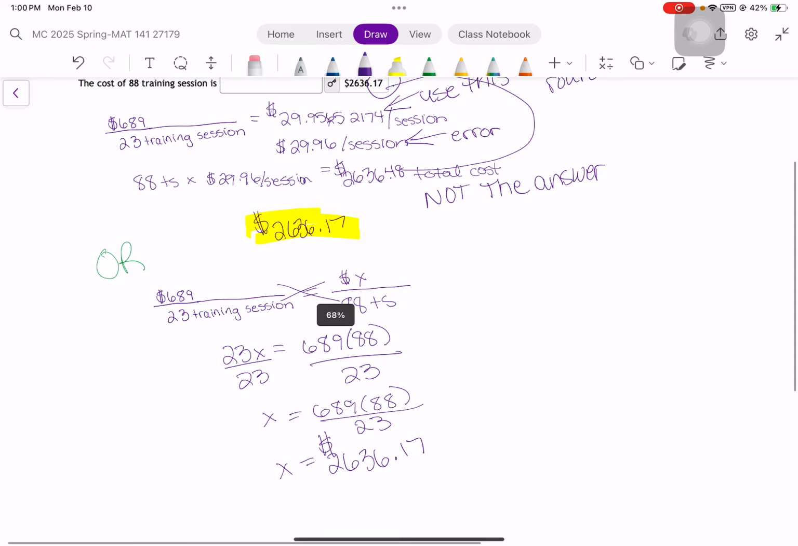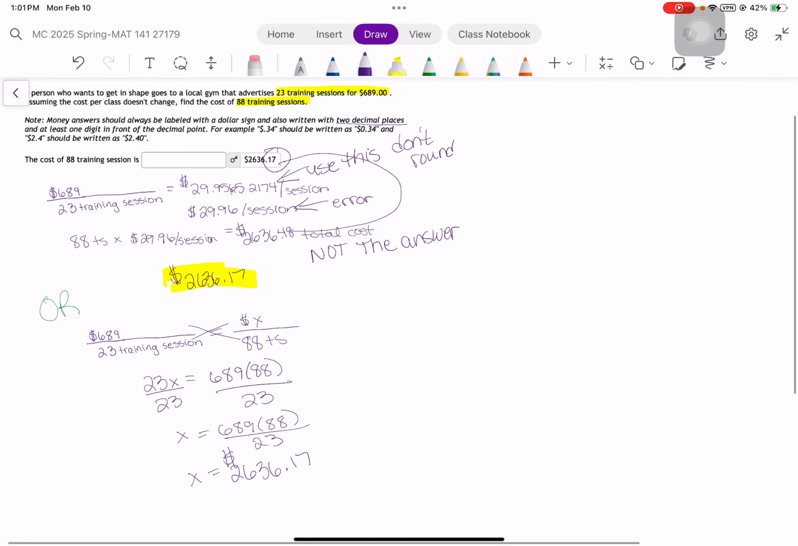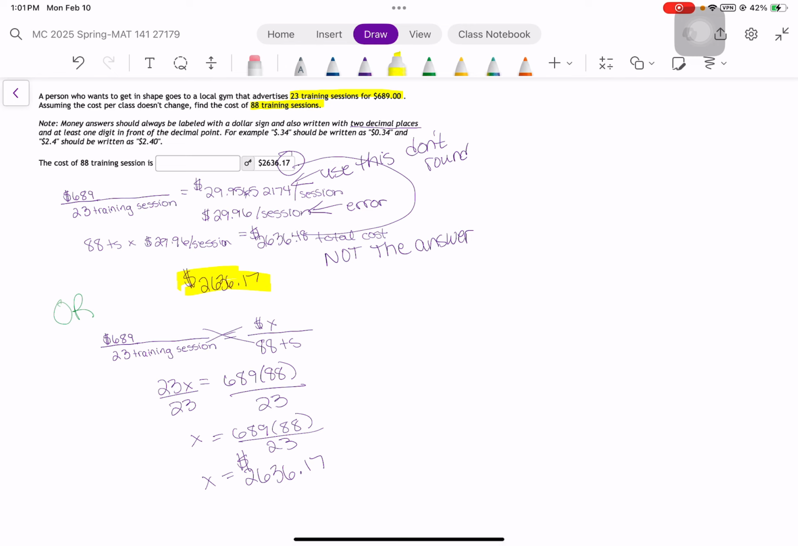I don't care how you're doing the problems. I just need you to know that you can't round until the very end. That's going to be important throughout the entire class. So this is your final answer. I hope that helps. Reach out if you have any questions.